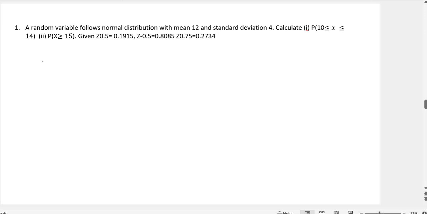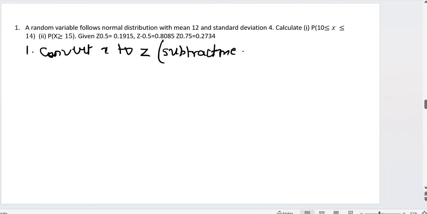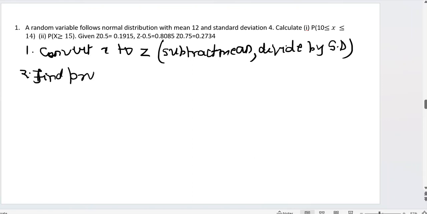Now, there are two steps which we have to follow to get this answer. First step is to convert x to z. Basically, to convert x to z, you have to subtract the mean and divide by the standard deviation. This is what you have to do. And the next thing is you have to find probabilities. Convert x to z and find probability.